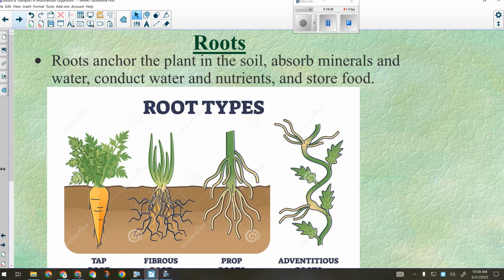All right, so the job of the roots, and basically the different types of roots, because there are actually different types of root systems. The job of the roots is to provide an anchor, to absorb minerals and water, and to an extent conduct water and nutrients, and sometimes, in the case of a potato, store food.